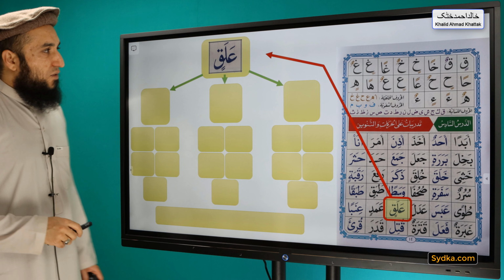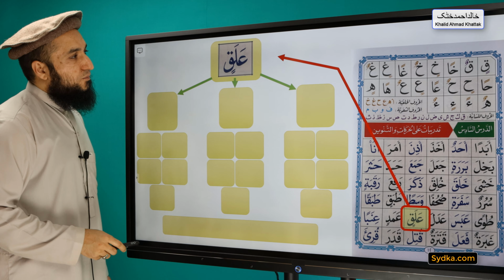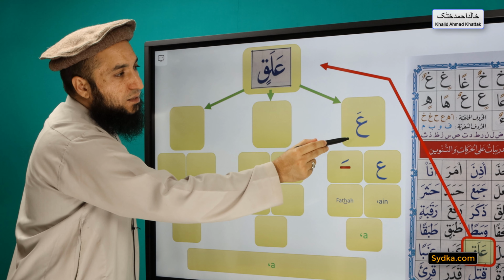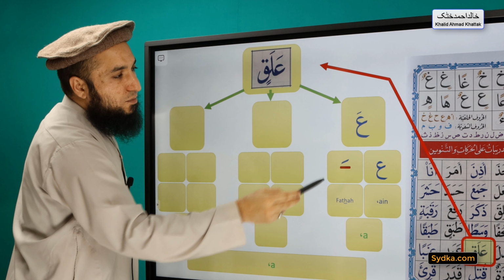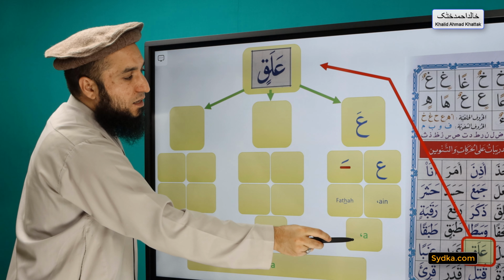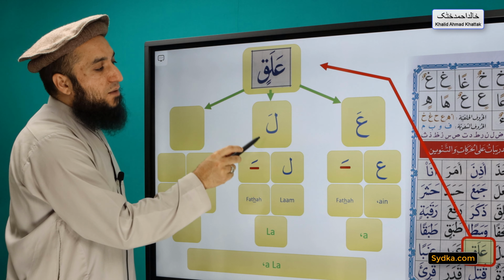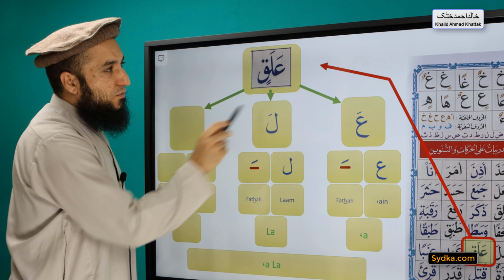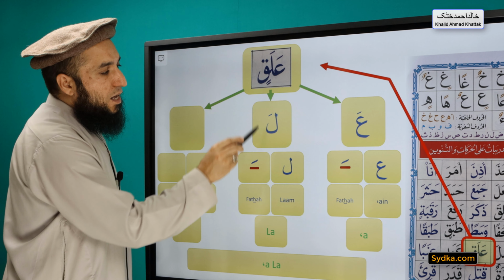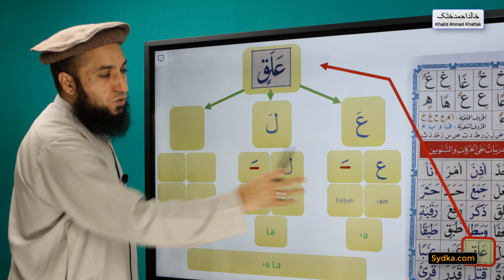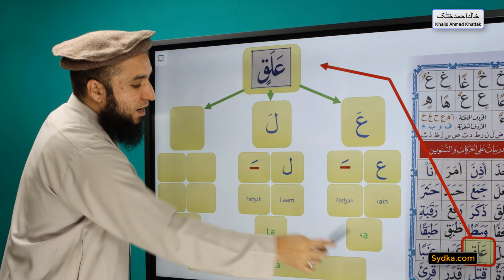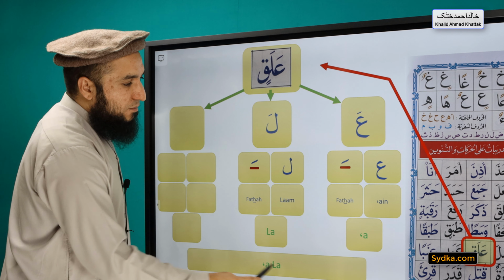So the first word we have is alaqin, and it has 3 syllables. The first syllable is ayn fatha, 'a. Ayn is not silent, and we have fatha on top of it. Ayn fatha, 'a. The next syllable we have is lam fatha, la. Lam is not silent, and we have fatha on top of it. Lam fatha, la. So now we combine these 2 syllables. We have ala, ala.